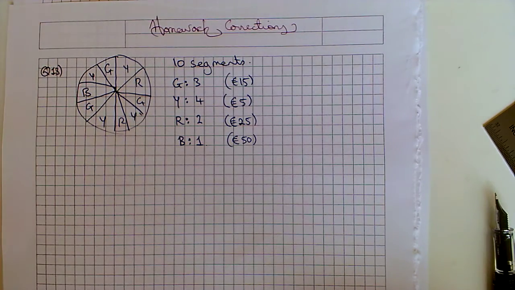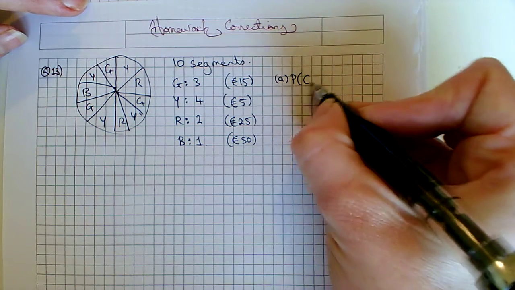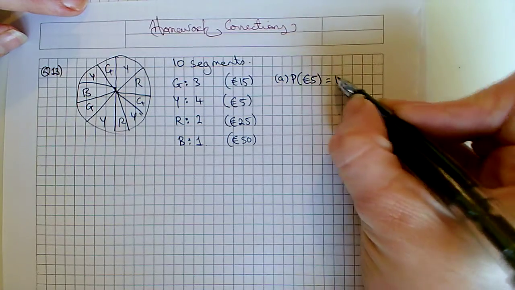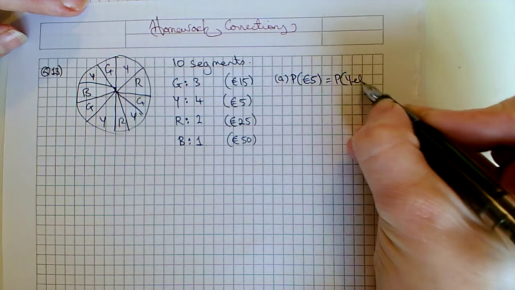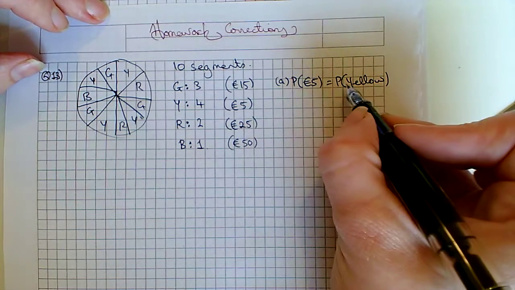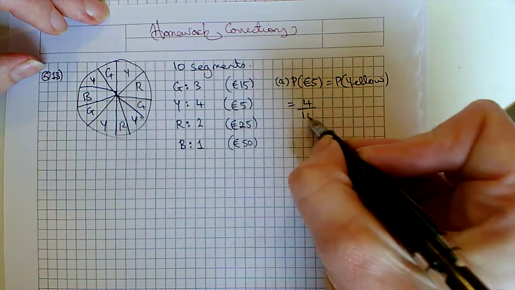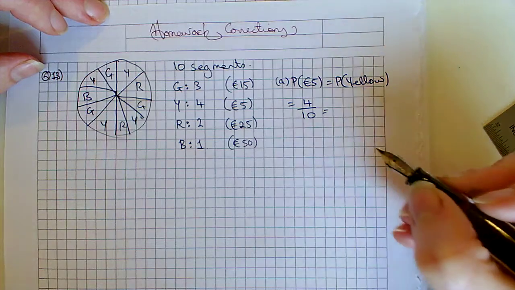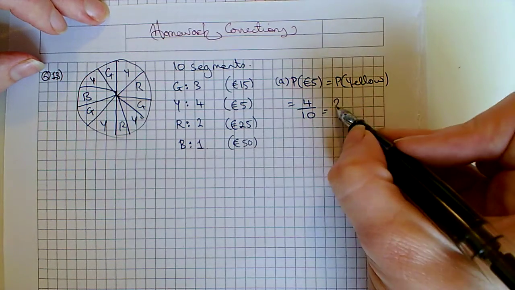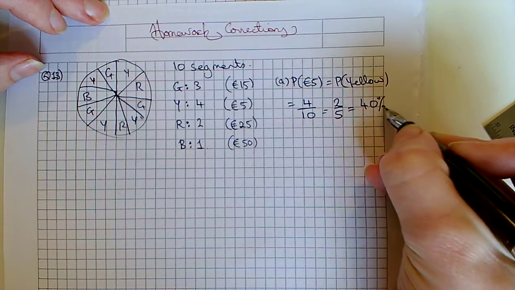So the follow-up question is, what is the probability of winning €5? Well, that's the same as the probability of landing on yellow. That's what they're really asking us there, just in a slightly different way. So for part A, the probability of winning €5, the probability of landing on yellow, is 4 out of the 10 segments. And they asked us to write that as a percentage. So that's 2/5, 4/10, or 40%.